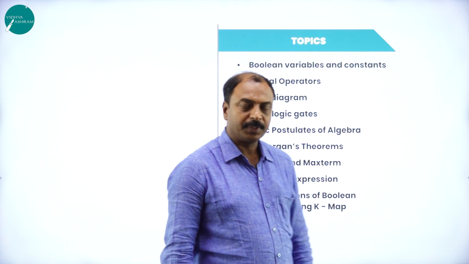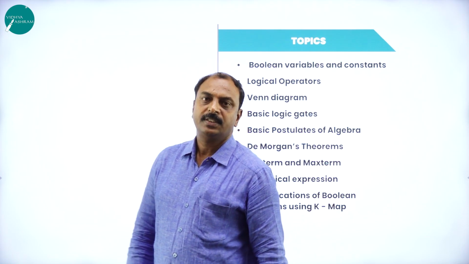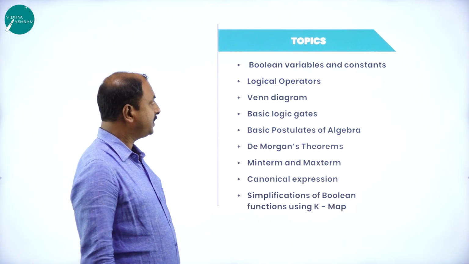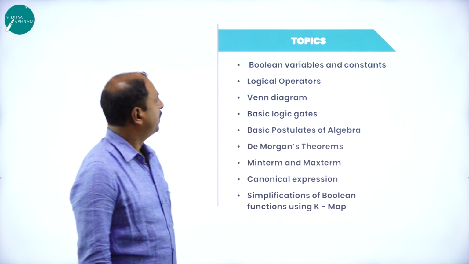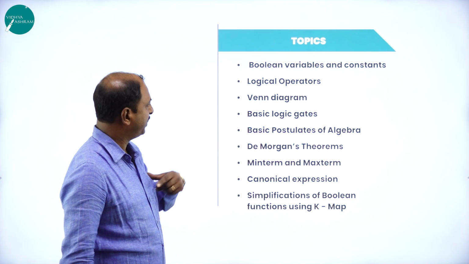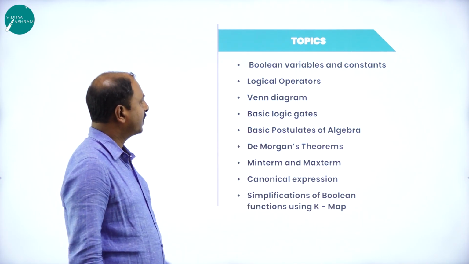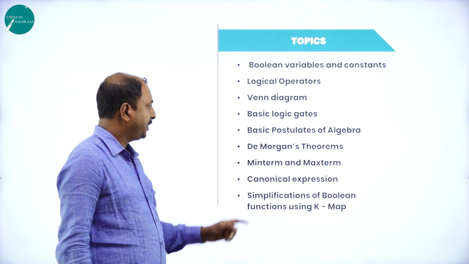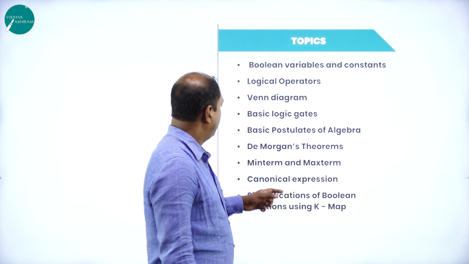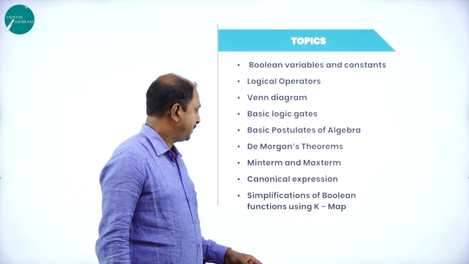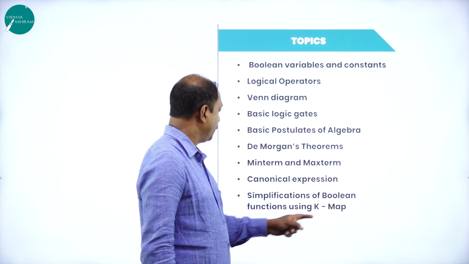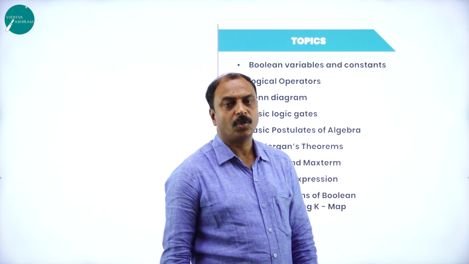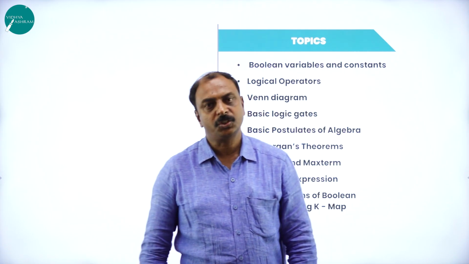In this chapter, we are going to learn some of the important concepts like what are Boolean variables and Boolean constants, logical operators, Venn diagram, basic logic gates, basic postulates of Boolean algebra, De Morgan's theorems, min-term and max-term, canonical expressions, and simplification of Boolean functions or equations using K-map. These are the few concepts we are going to cover in this chapter.